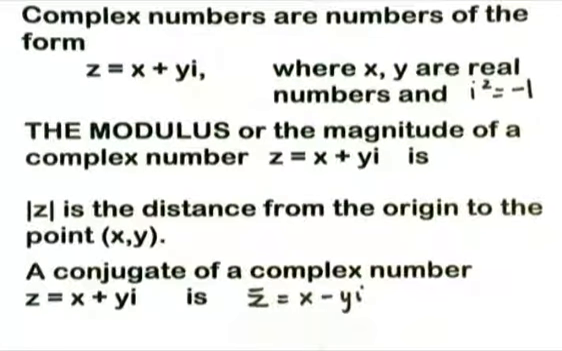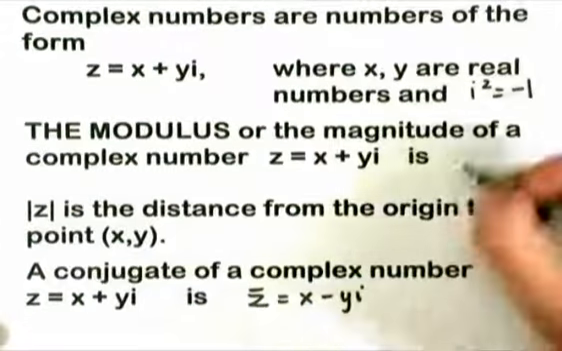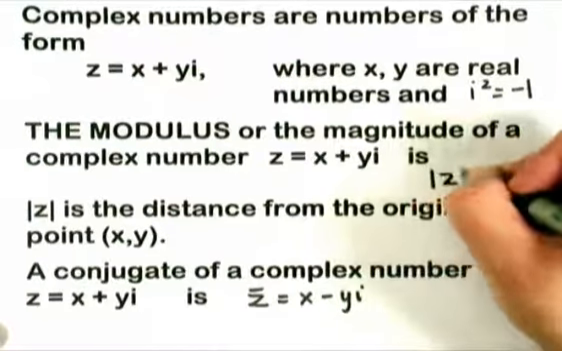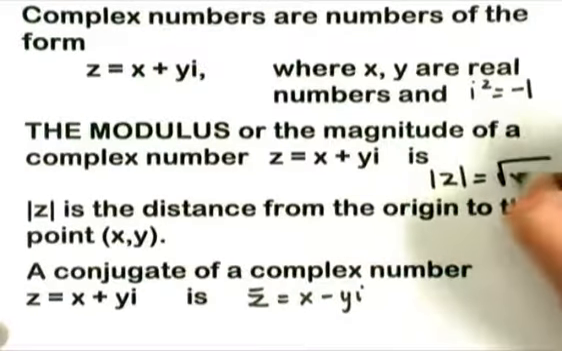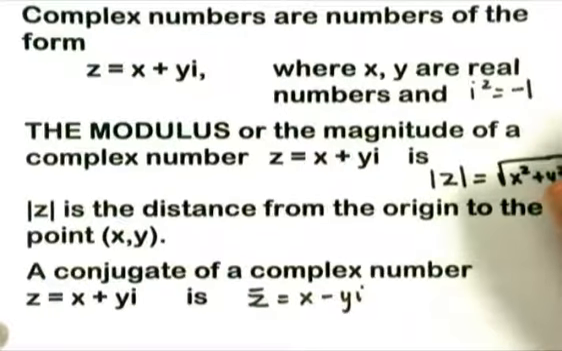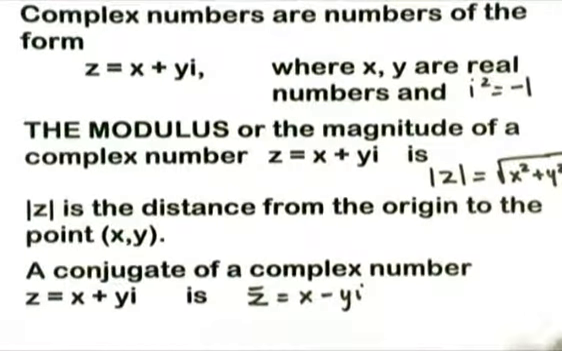The modulus, or the magnitude, of the complex number z equals x plus yi is |z| equals the square root of x squared plus y squared. That's the distance from the origin to the point (x, y). The conjugate of a complex number z equals x plus yi is z-bar, equal to x minus yi.